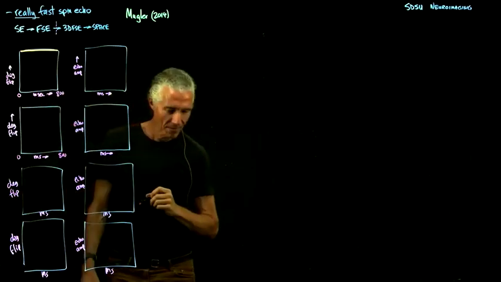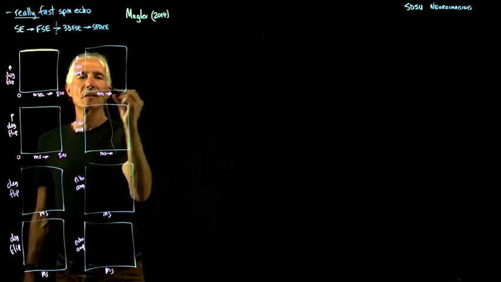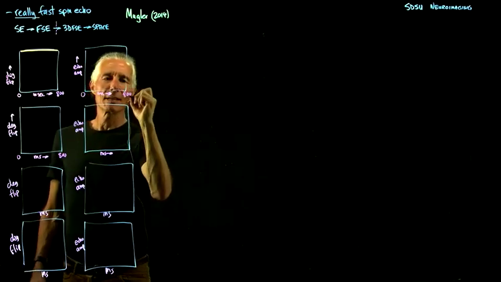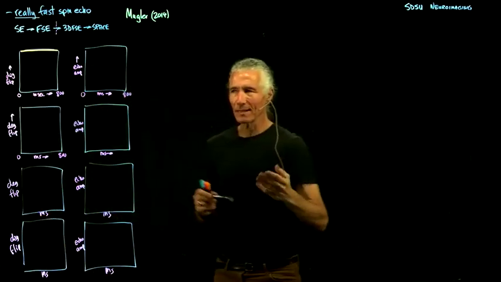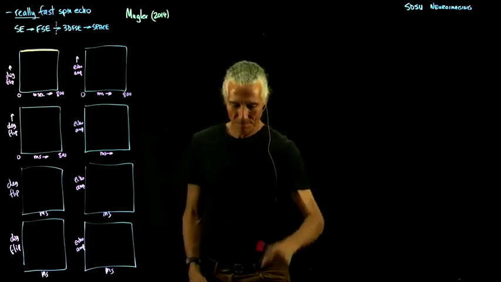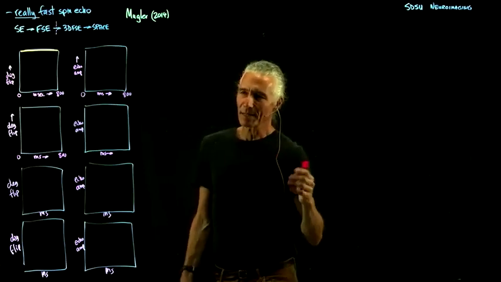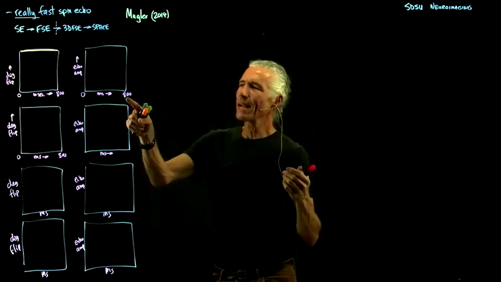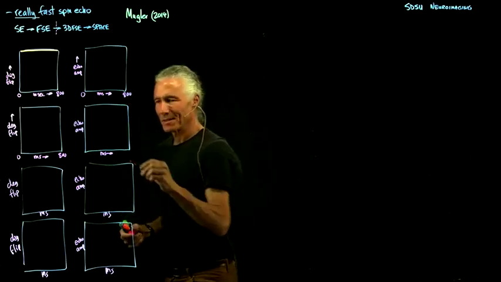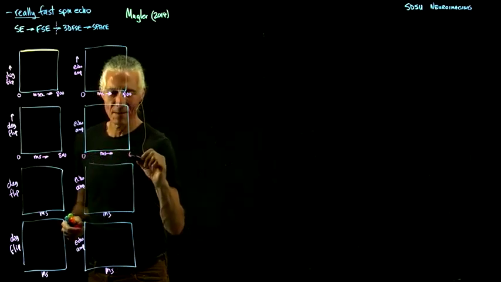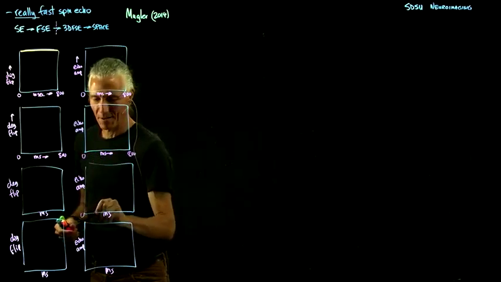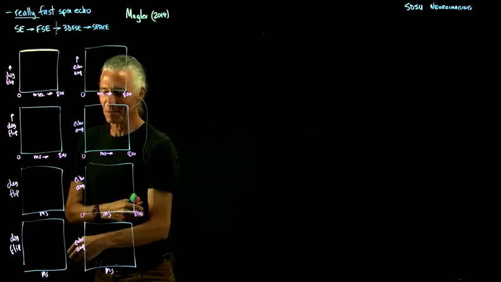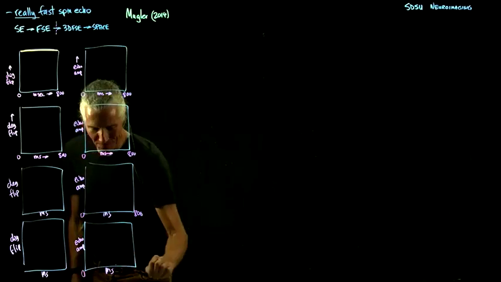Now how on earth could you get up to 800? Because we know that T2 is about, say, 50 milliseconds, something like that. So after 50 milliseconds, most of the signal has gone away. So how could you do anything at 800? That's where the stimulated echoes come in. So it's not really fast spin echo. It's really fast spin echo plus stimulated echo.